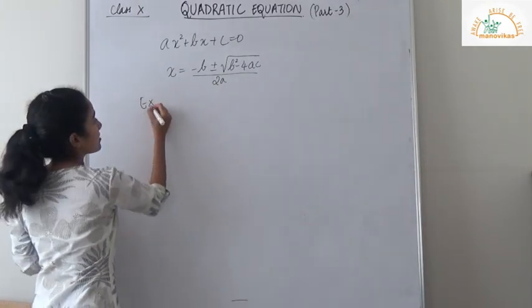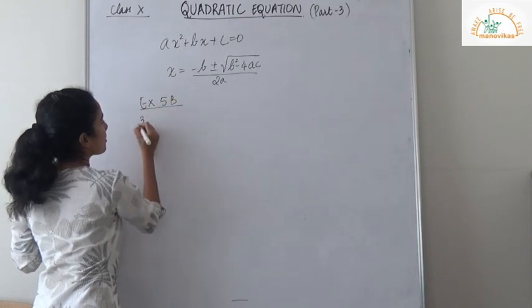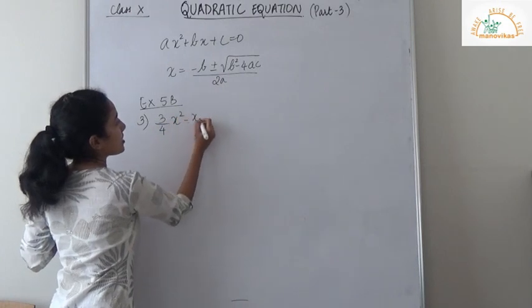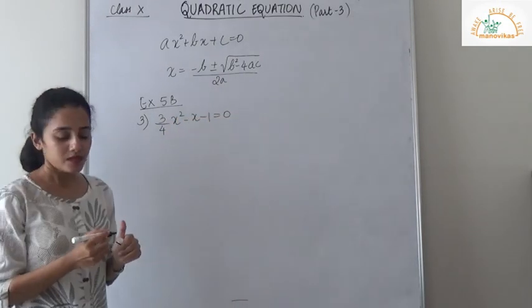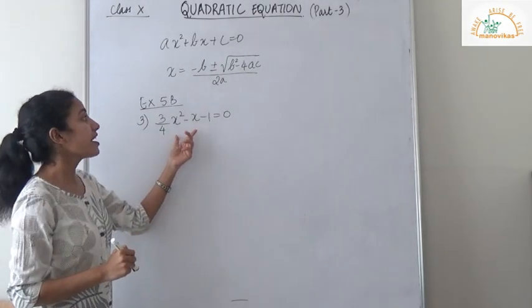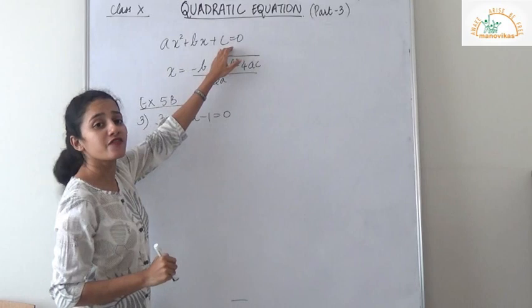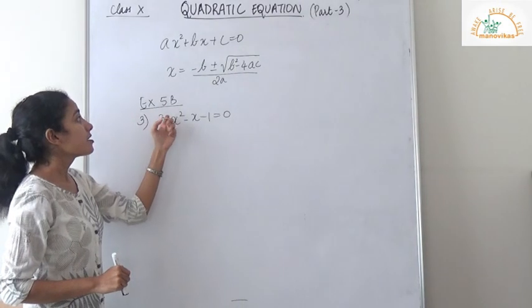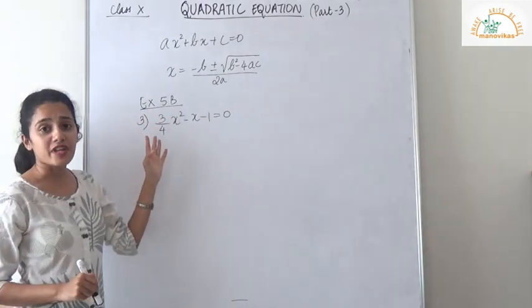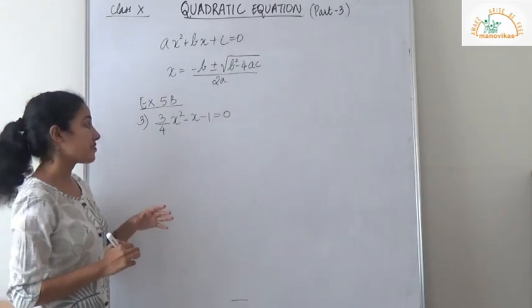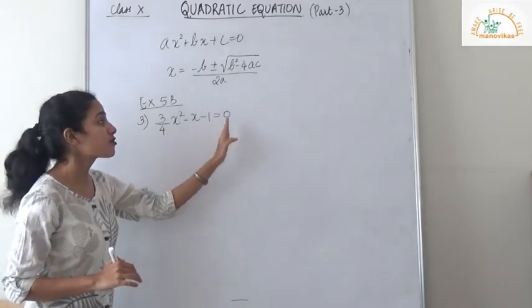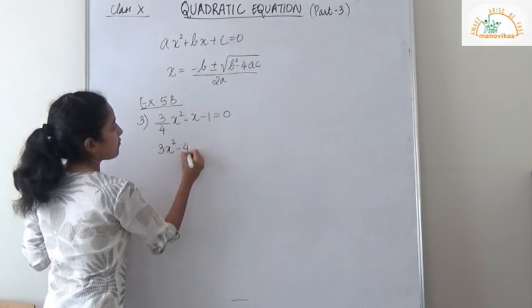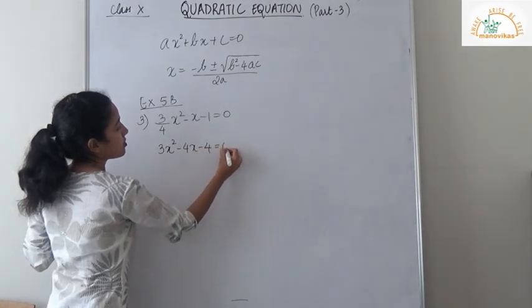Consider an example from exercise 5b. Problem number 3. We have 3 by 4 x squared minus x minus 1 equal to 0. Now, to use a quadratic formula, we have to write the quadratic equation in its standard form. Note that this is also in the standard form, except that your a is in the form of a fraction. To make your calculation simpler and less complex, you multiply throughout by 4. So you have this as 3x squared minus 4x minus 4 equal to 0.